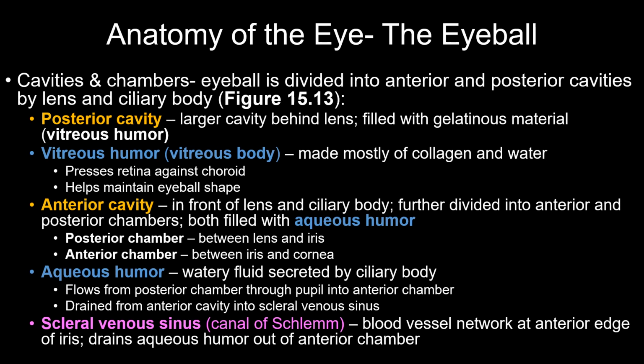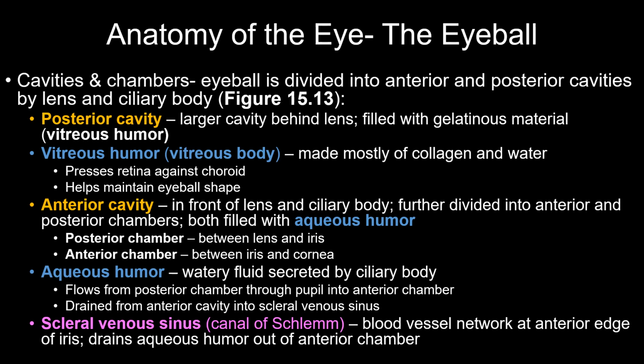Now, the eyeball isn't hard all the way through like a baseball or something. What it has is cavities and chambers, okay? So let's talk about the cavities first. This largest cavity is the one in the back, behind the lens. This is the posterior cavity, and this is filled with a gelatinous material, mostly 99% water, but it has collagen fibers, hyaluronic acid, and a few cells on the periphery. This is called the vitreous humor or vitreous body.